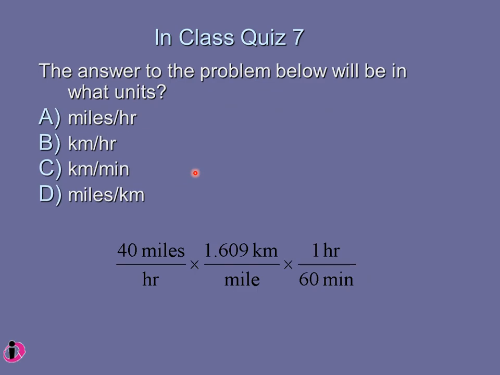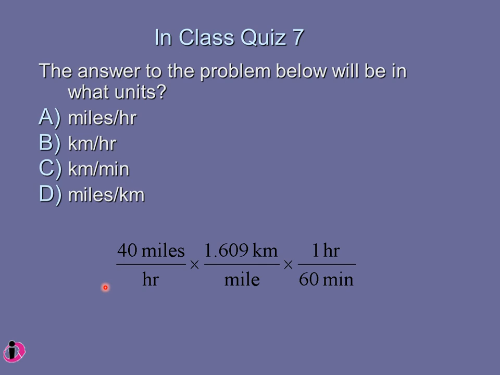Let's see. If you solve this problem, what will be the unit? Can you check and see what unit you will be left with? If you multiply these 3, what will be the final unit? See, miles and miles get cancelled. Kilometer does not get cancelled. Hour and hour get cancelled. It will be kilometer per minute, which is the right answer, C.